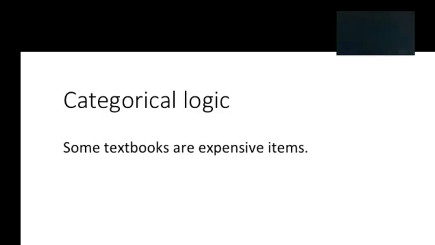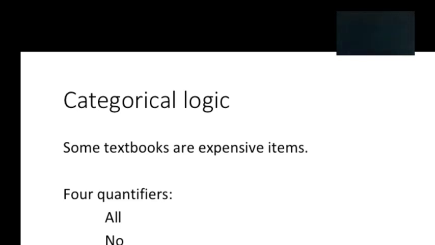You had sentences like this: some textbooks are expensive items. And the way it worked was that we were looking at two different categories of things, like textbooks is one category of things here, and expensive items is another category of things. And then we were comparing those two categories to see how they overlapped. So we might have said some textbooks were expensive items, or all textbooks were expensive items, or no textbooks are expensive items, or whatever. And that led us to 4 different quantifiers: all, no, some, and some not.